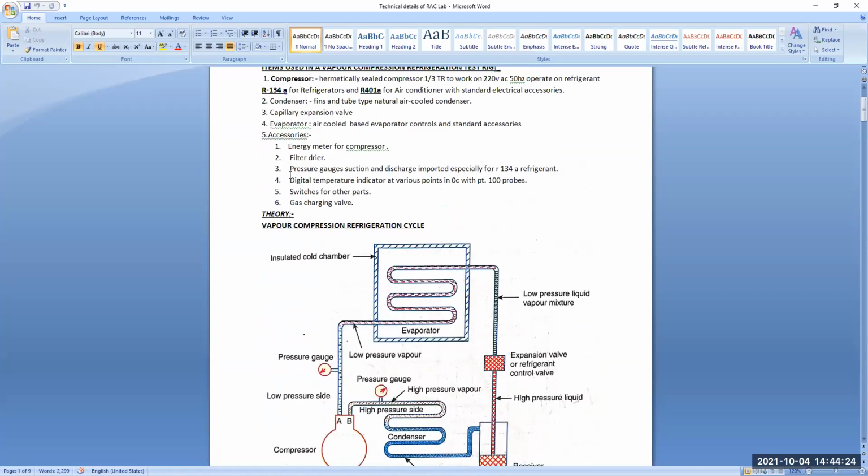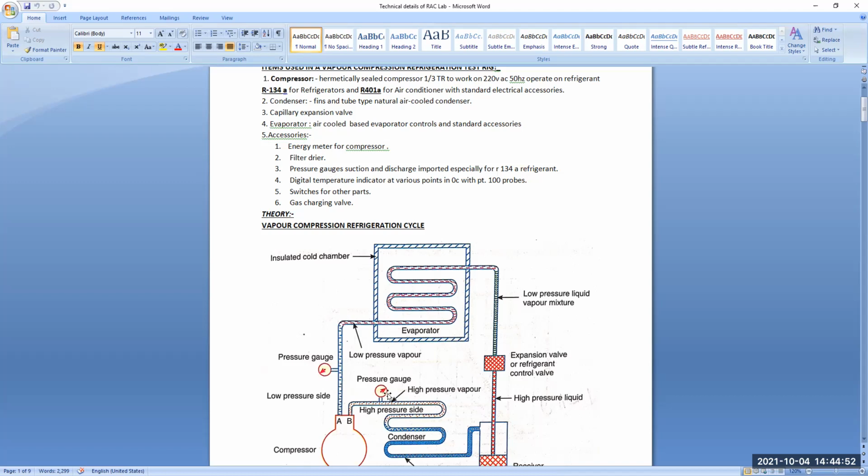And we are using this energy meter to measure our energy. Energy level means how much power you are consuming, say over a period of 1 hour or 2 hours, for making a full container of water cold, nearing 0 degrees centigrade. Then the filters are directly fitted inside the cylinder. Pressure gauges are here to show the low pressure side and high pressure side.